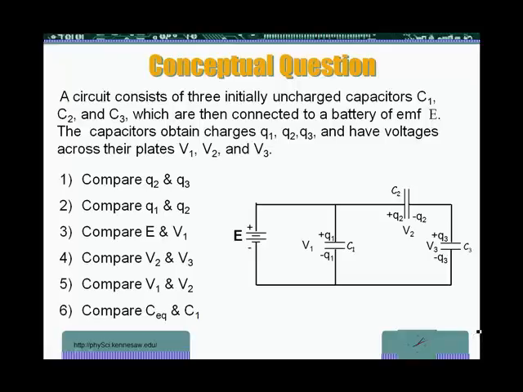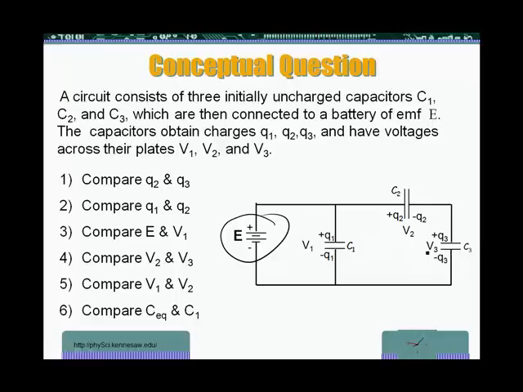In this recording, we are going to work out this problem. We have a battery with the voltage or electrical potential across it being given as E, and then we have three capacitors. Capacitor C1 with a charge Q1 and a voltage across it V1, capacitor C2 with a charge Q2 and a voltage across it being V2, and a capacitor C3 with a charge Q3 and the voltage across it V3.